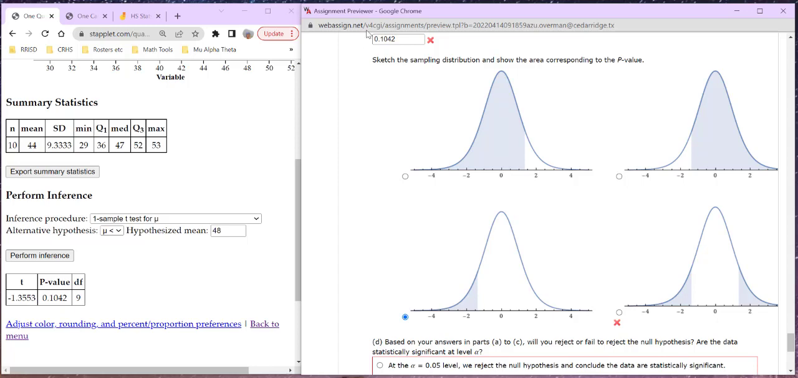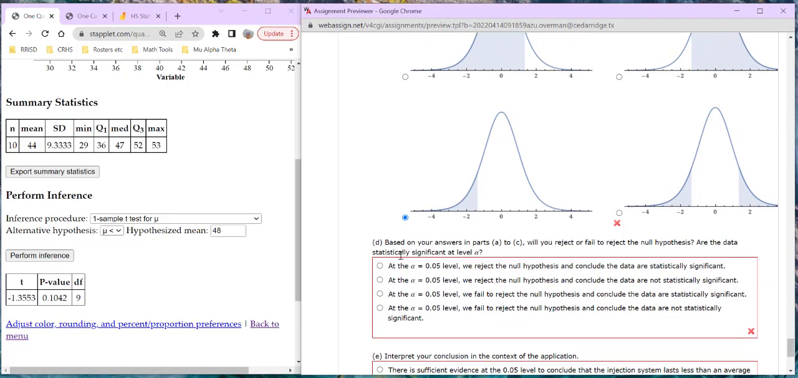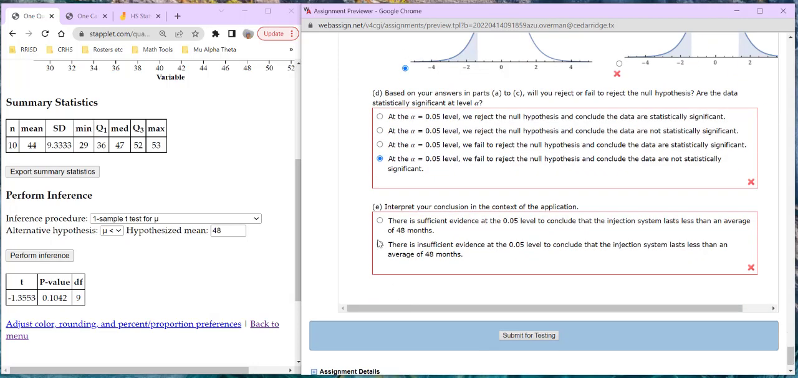Notice how this is a little bigger? That's because that p-value is kind of high, all right? So we're going to fail to reject for insignificant data because we have insufficient evidence. Hit submit for testing.